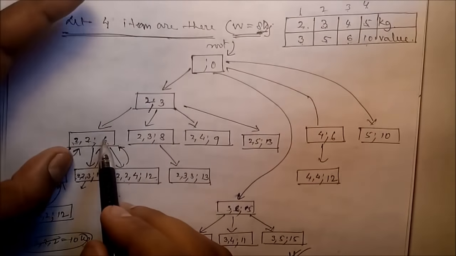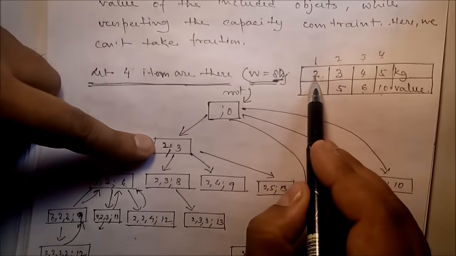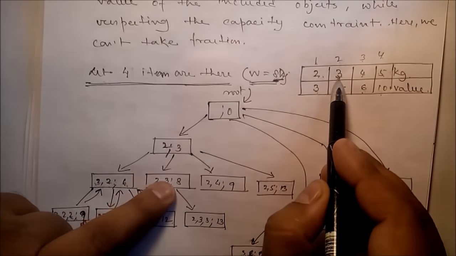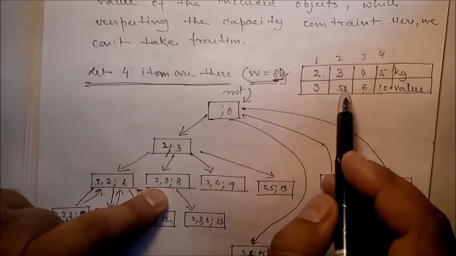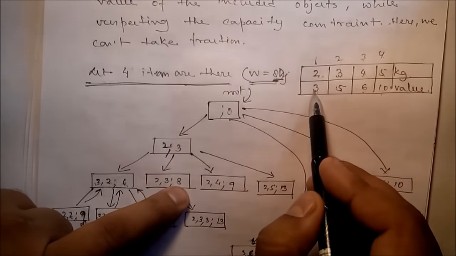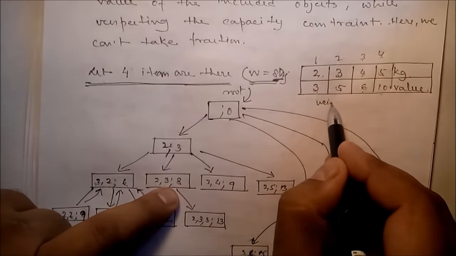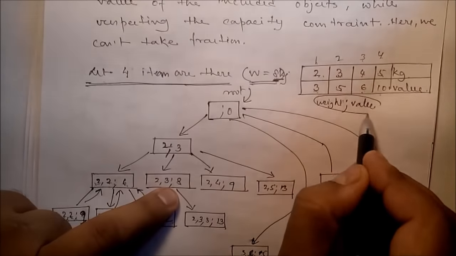So we have explored this particular part. Next, one first item, and can you take another second item? Yes, we can take. So total weight is what? 3 plus 2 is 5, 5 plus 3, it is 8, total value is 8. Okay, so weight and value, on each and every node.